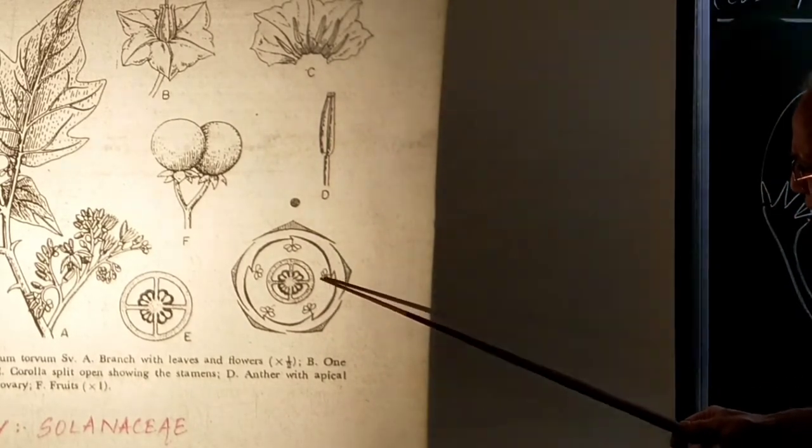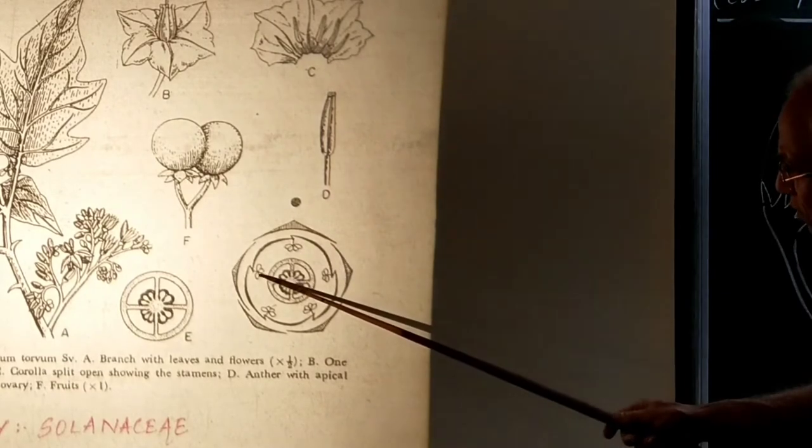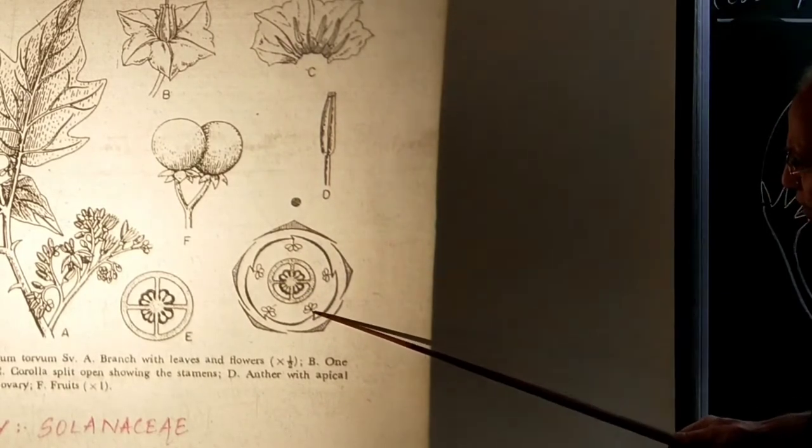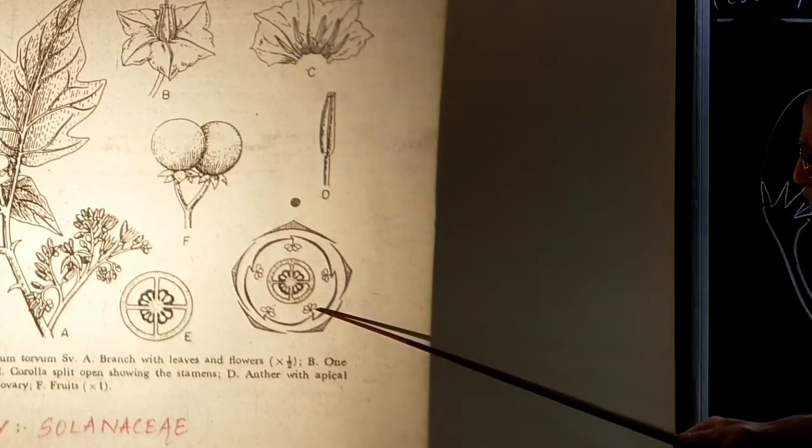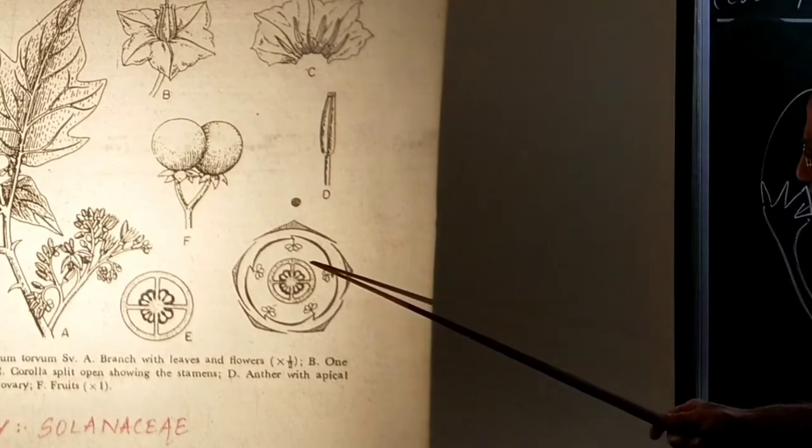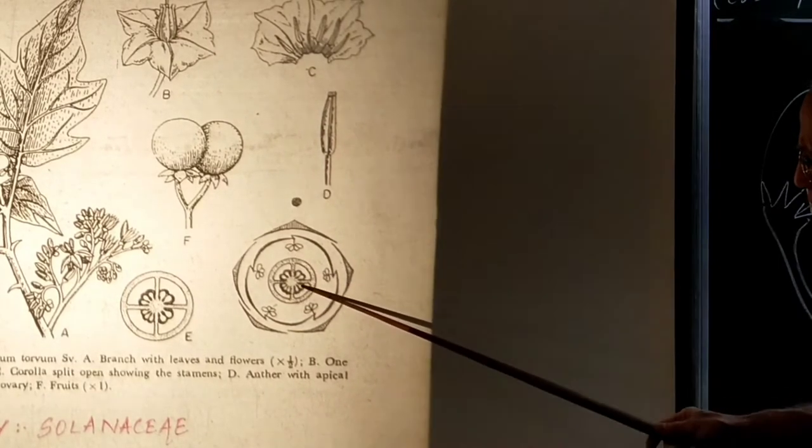And here you can see this. What does this indicate? Androecium. And the stamens are attached to petals, so it is epipetalous condition. And this is the section of the ovary.